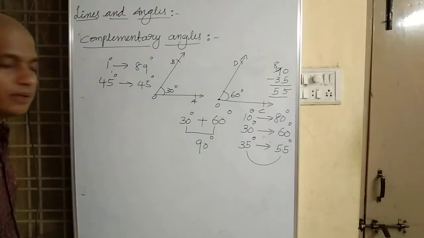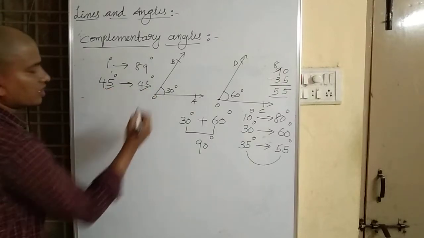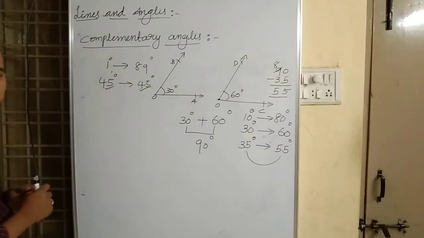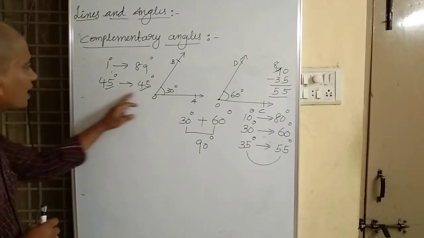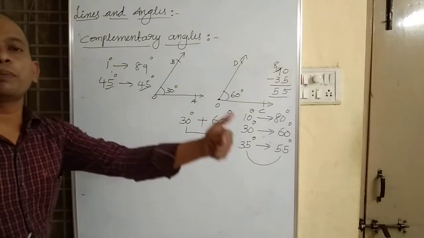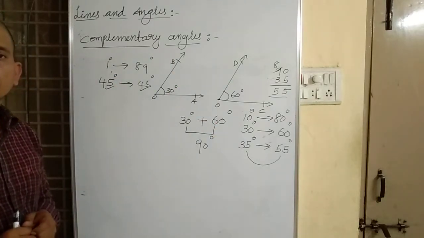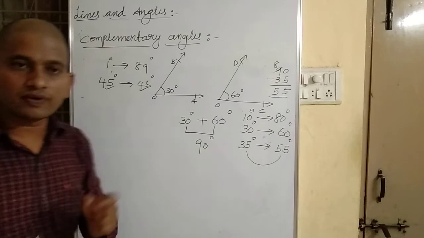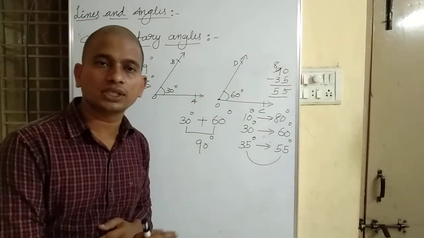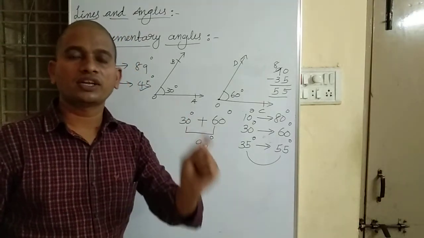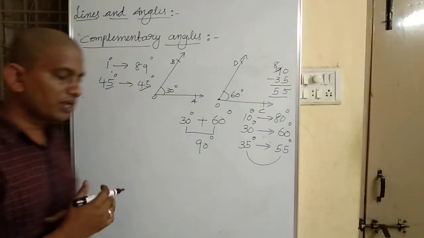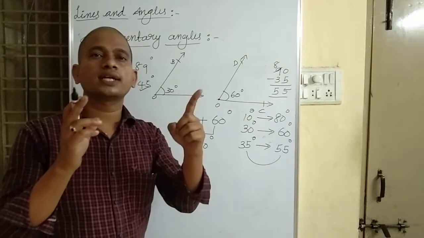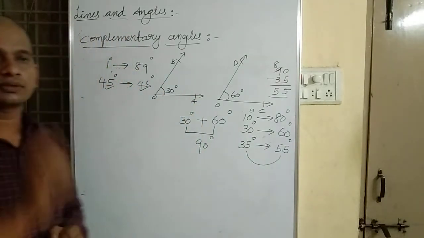You can see here, these two angles are equal. Both are 45, 45 equal to 45. Yes, of course. These two angles are equal and also they are complementary to each other. That angles are 45 degrees and 45 degrees. So complementary means the sum of the two angles is equal to 90 degrees.